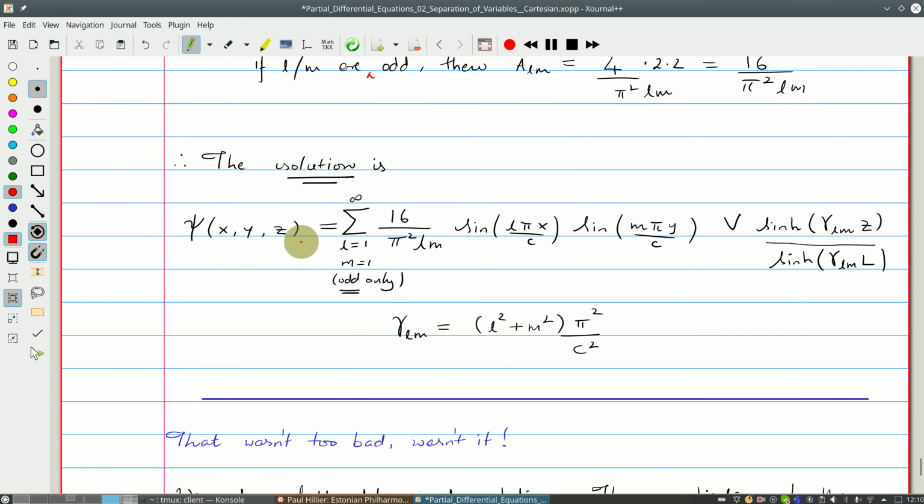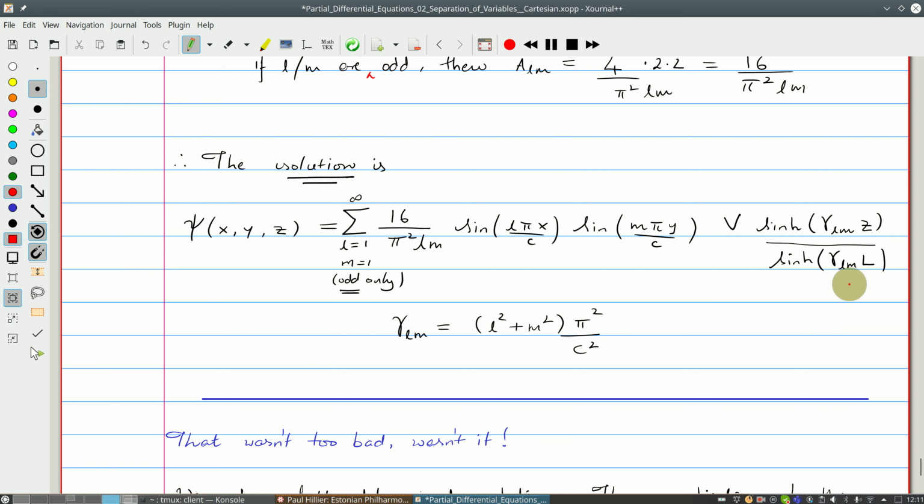That psi of x, y, and z is the double sum over odd L and M only, where L and M both go from 1 to infinity over odd numbers only, of 16 over pi squared LM, sine L pi x divided by c, sine M pi y divided by c, times the sinh of gamma_LM z divided by the sinh of gamma_LM c, where gamma_LM is the square root of L squared plus M squared, the whole thing times pi over c. Now you know everything in the solution, and this is the full solution to this problem.